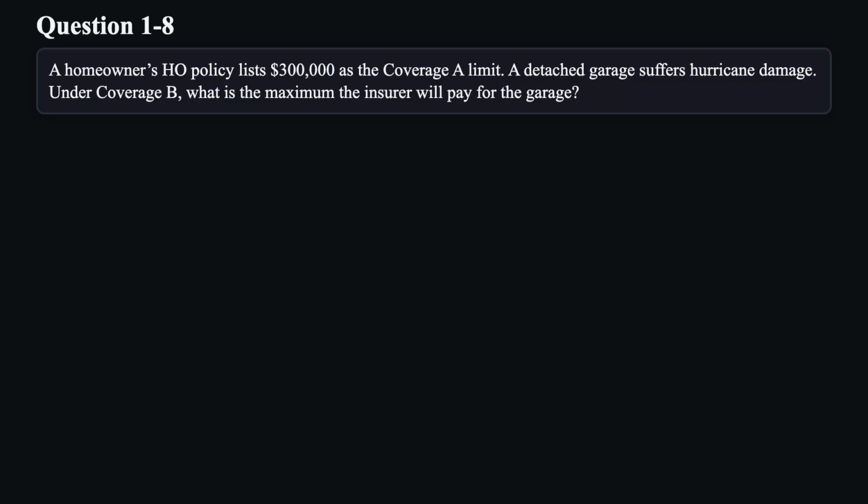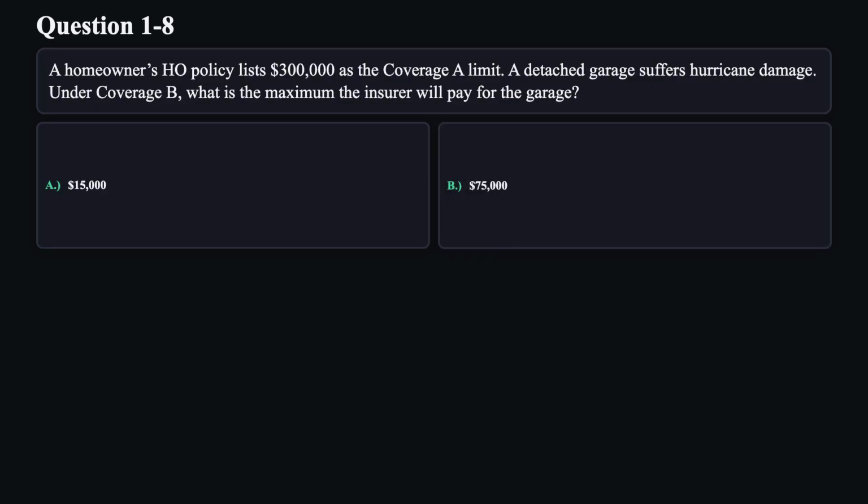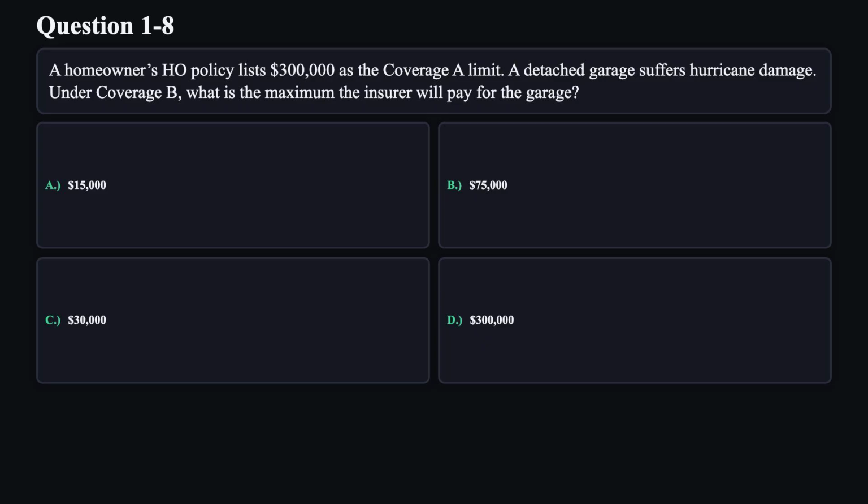Question 8. A homeowner's HO policy lists $300,000 as the Coverage A limit. A detached garage suffers hurricane damage. Under Coverage B, what is the maximum the insurer will pay for the garage? A. $15,000. B. $75,000. C. $30,000. D. $300,000.